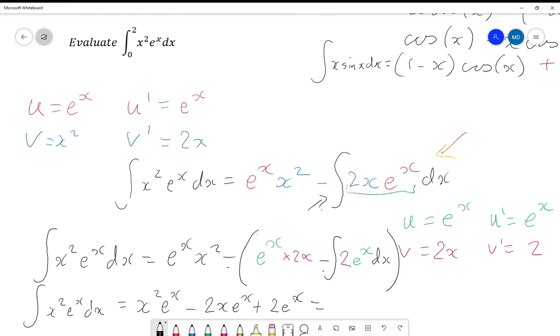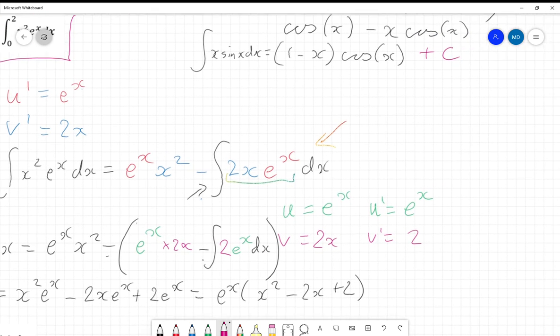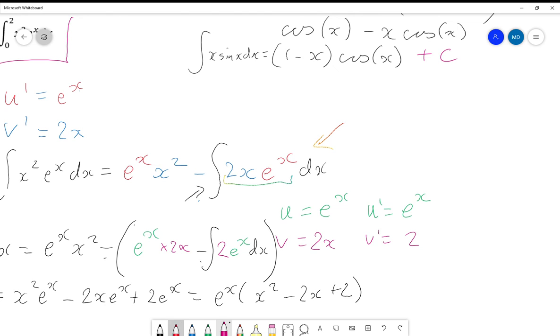Or e to the x lots of x squared minus 2x plus 2. But if you're paying attention, that is not the answer to the question. The question was a definite integral with limits between 0 and 2, and so the next part is to plug in those limits. So now I need to remember to evaluate this between x equals 0 and x equals 2.